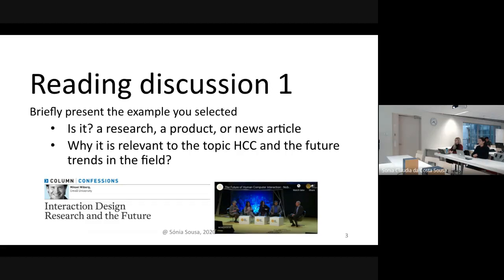And then you could tell us, I choose this research or this product or this article, and I think this is relevant for this and this and this reason. It should be fast, so it shouldn't be complicated. You should go directly to the point.